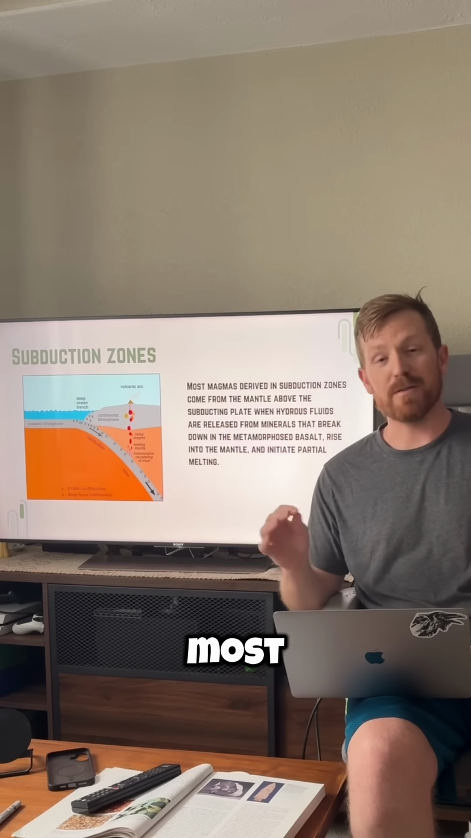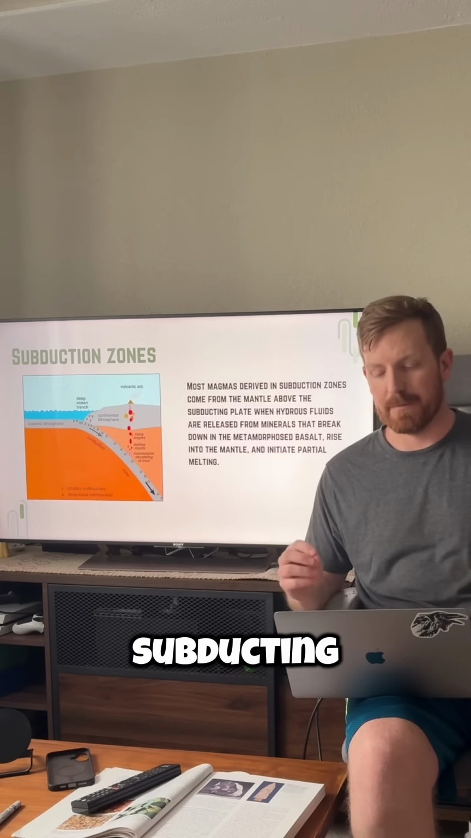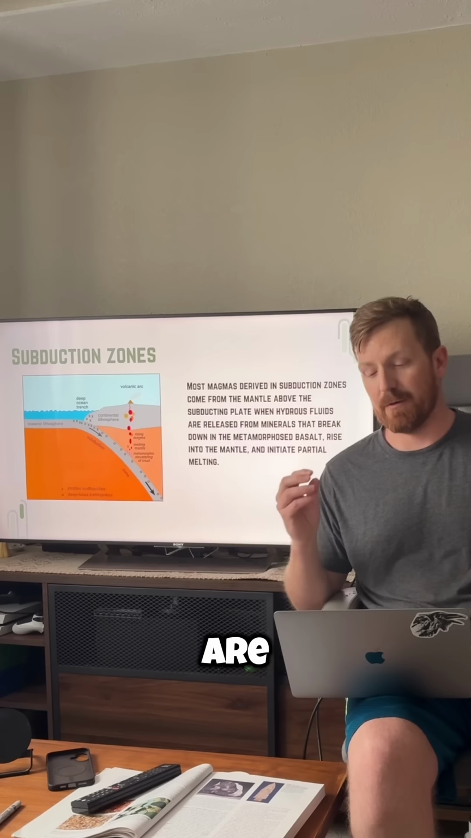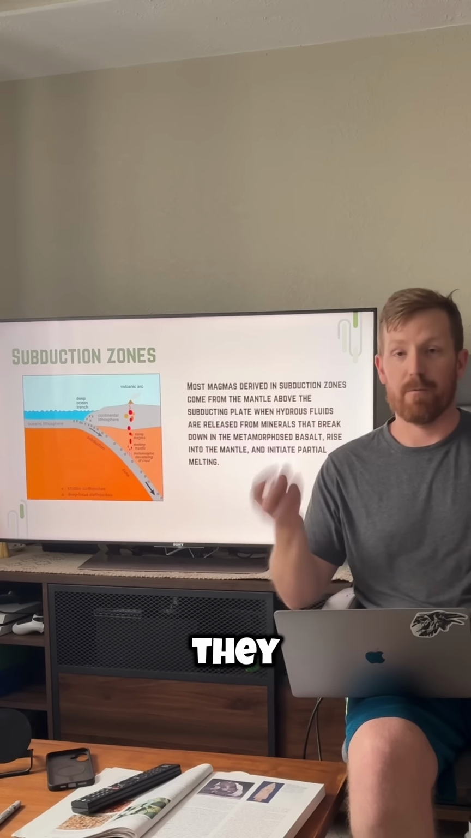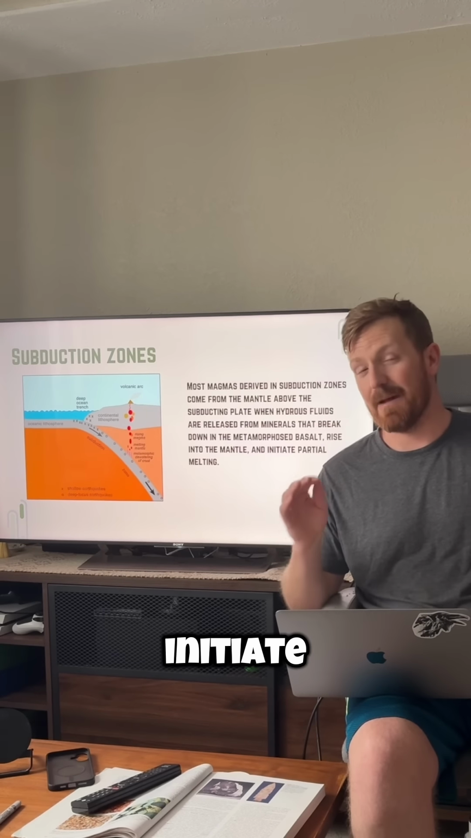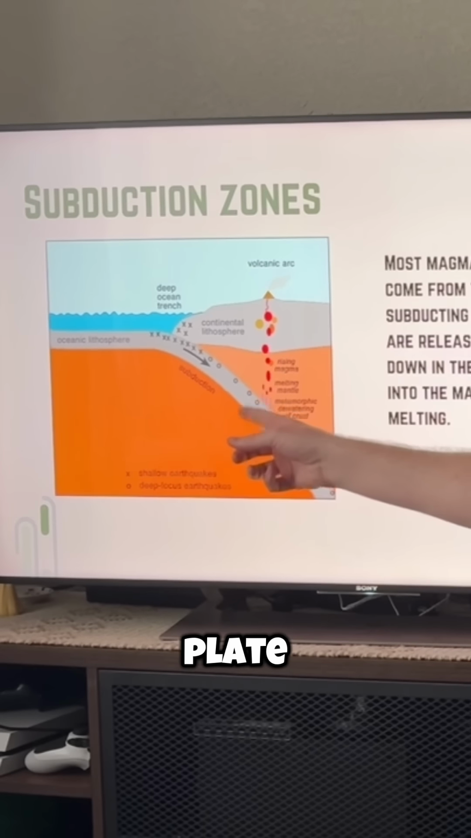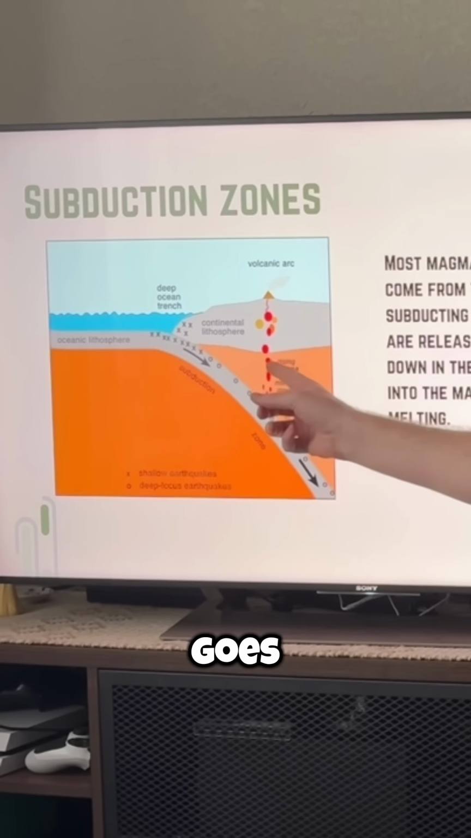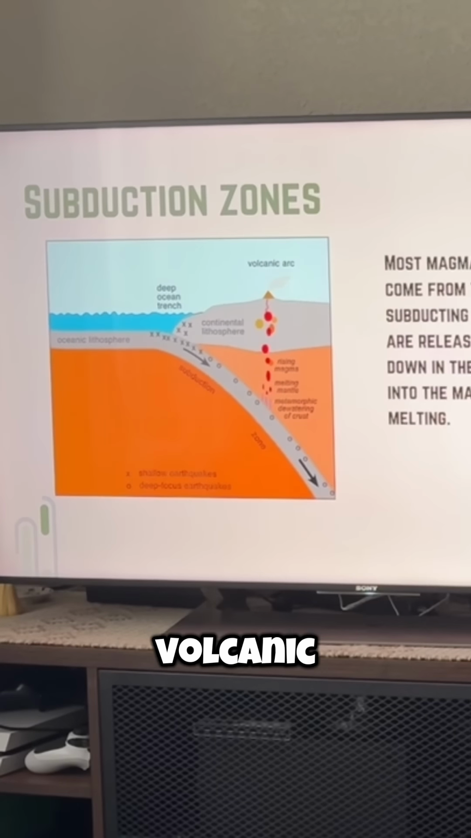So basically, most magma derived in a subduction zone comes from the mantle above the subducting plate when hydrous fluids are released from the minerals that break down in the metamorphosed basalt. They rise into the mantle, and then they initiate partial melting. So instead of the actual plate melting, water leaves the plate, goes up, causes melting here, and then that magma rises into the volcanic arc.